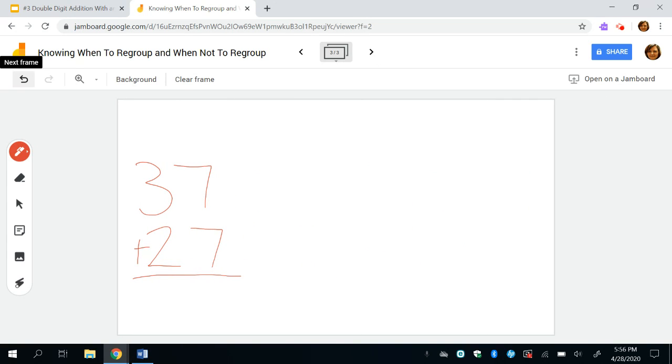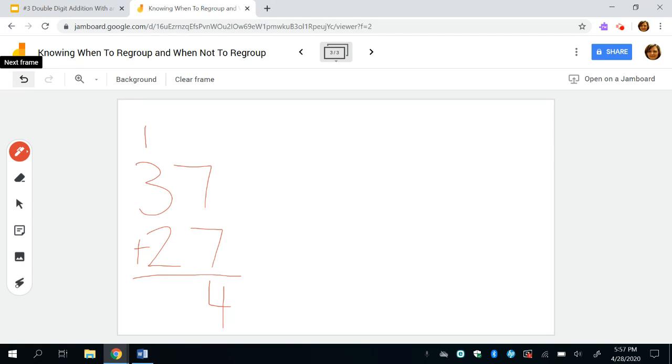Let's try another one. 37 plus 27. Let's start with the ones column. What's 7 plus 7? Is it 10 or more? Yes, it's 14. So we know we need to regroup. So I am going to write the 1 right up in the tens column because if we write 14 in expanded form, it's 10 plus 4. We know that there's 1 ten. So 1 at the top and 4 at the bottom.